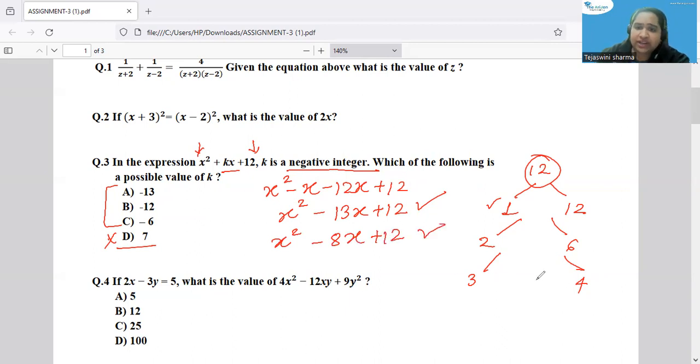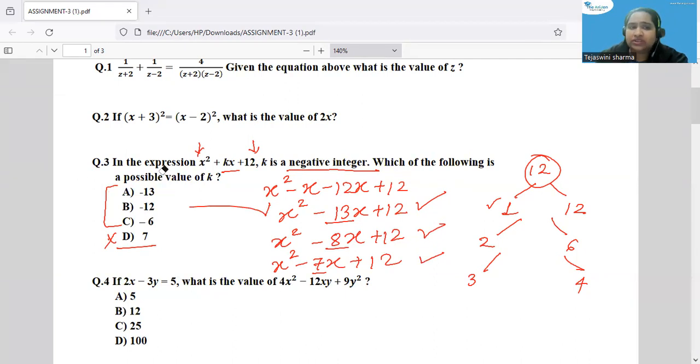And for this, negative 3, negative 4 will be negative 7x, and then this 12 is the constant term. So among all these three options, when you observe the value of the coefficient of x, you can clearly see that the appropriate and correct option is negative 13. Okay, so this is the correct one. Negative 13 is the correct one.